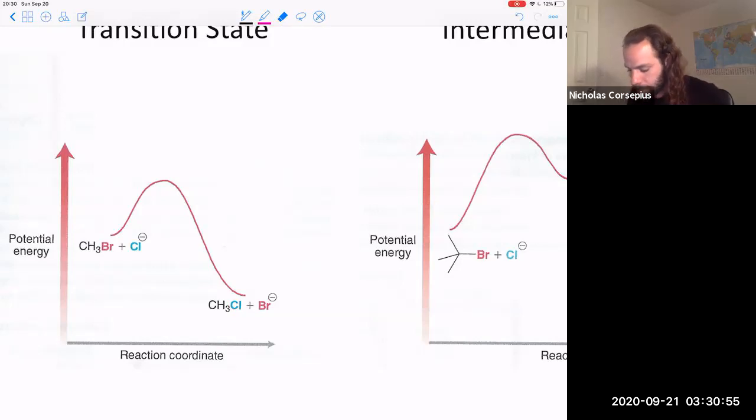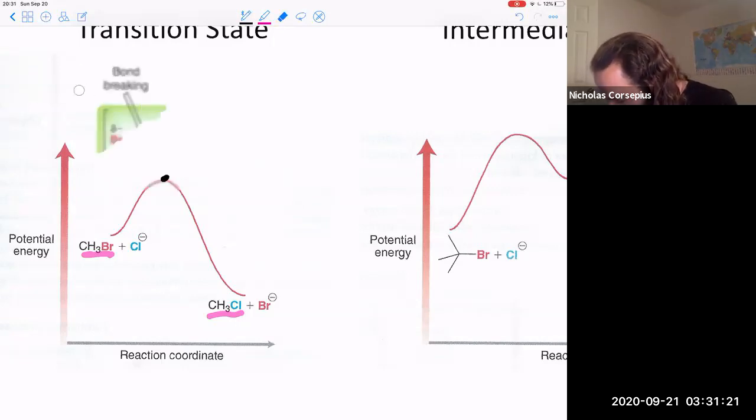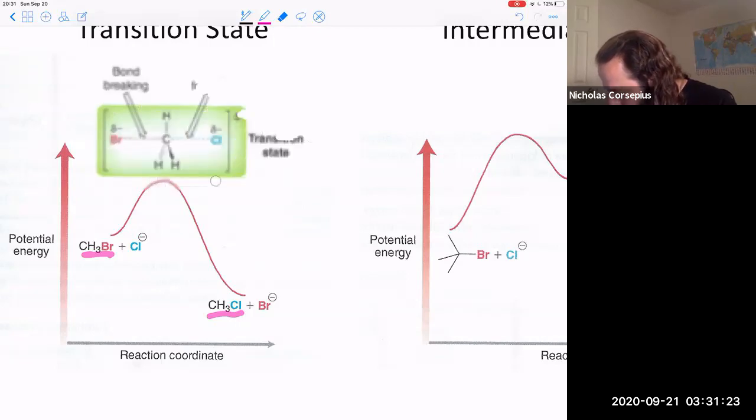So this is going to be conversion from methyl bromide to methyl chloride, or chloromethane, bromomethane to chloromethane. And this is going to be a one-step reaction, right? It's just reactants, hump, products. And this is my transition state, the highest energy state throughout this reaction. So in this particular case, what does that look like?